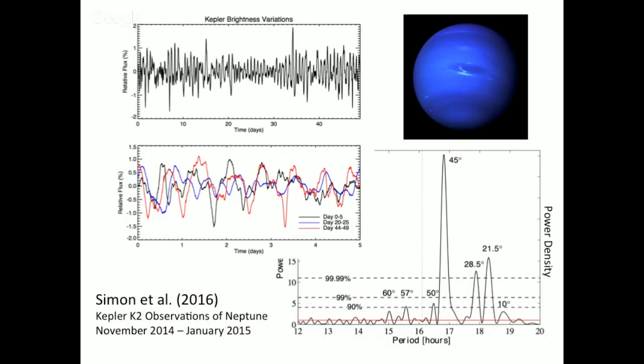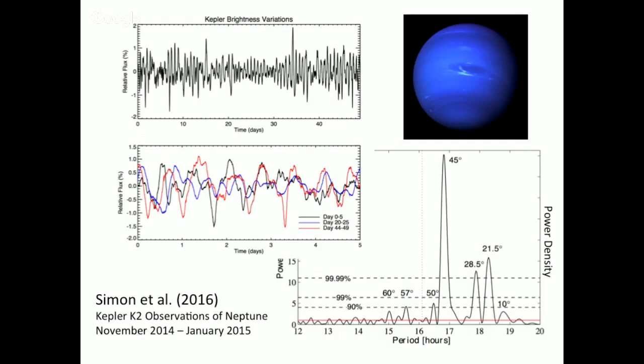There was this great study that was just published this year looking at Kepler K2 observations of Neptune. We often don't think of Kepler being a local planetary mission. It's usually an exoplanetary mission. But Neptune happened to pass through one of the K2 fields back in late 2014, and they treated it like you're watching a planetary atmosphere over time.